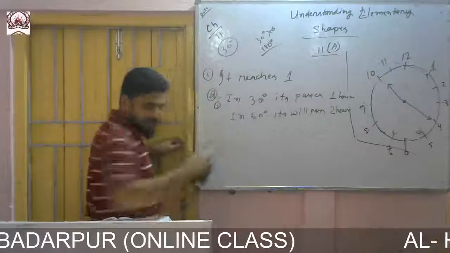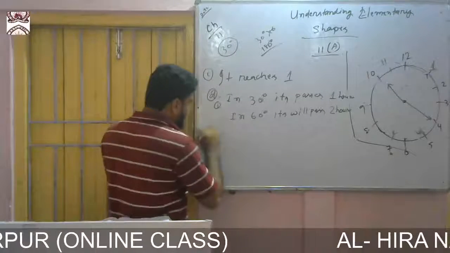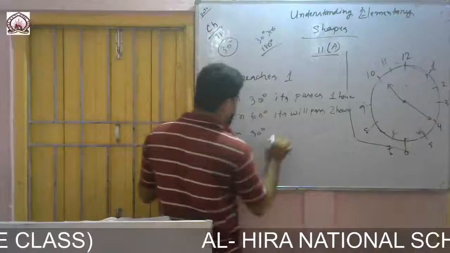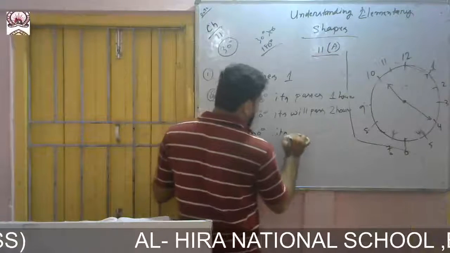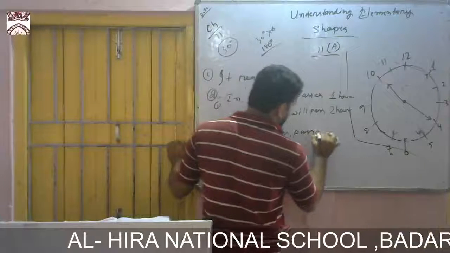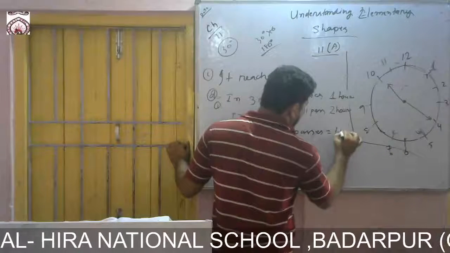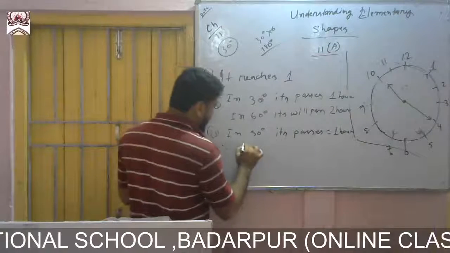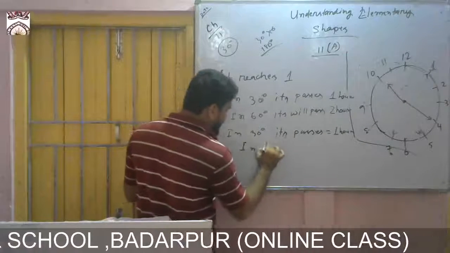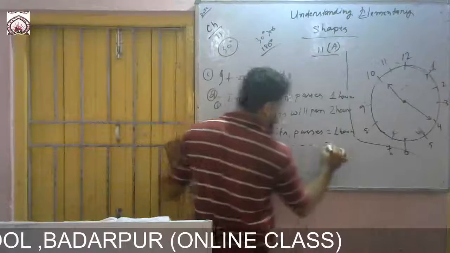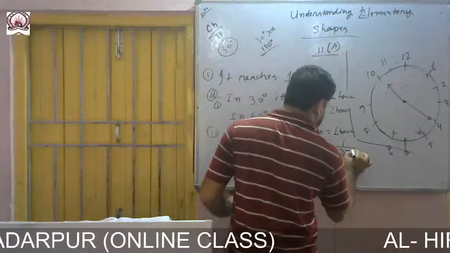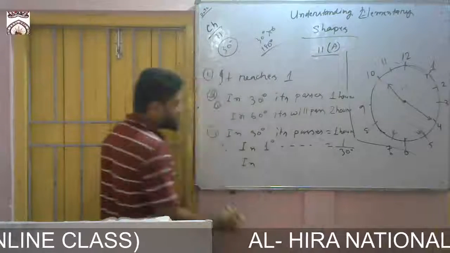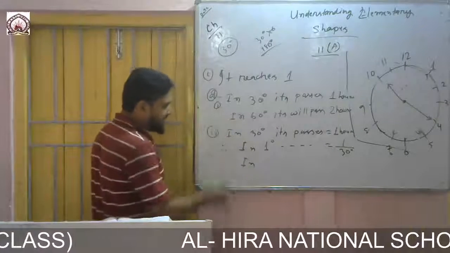Yes, question number 2 you do like this. In 30 degree it passes equals to 1 hour. Therefore in 1 degree it will pass 1 by 30 degree. Therefore in question number 2 you solve like this.